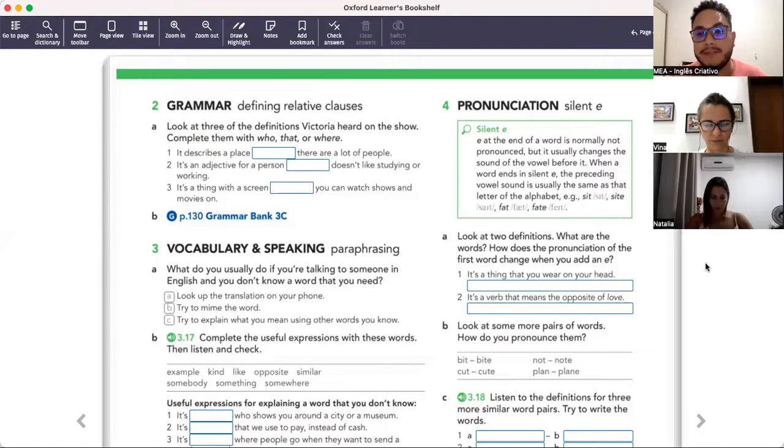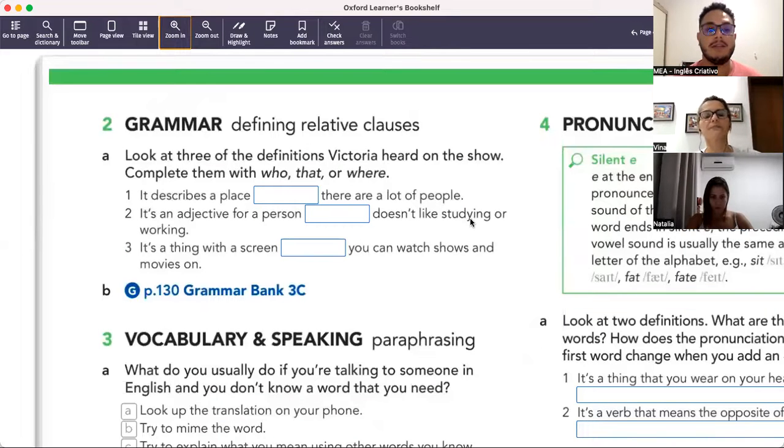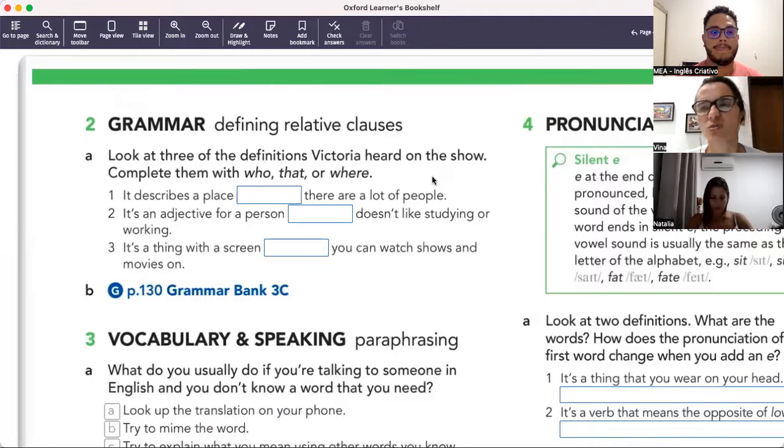Perfect. Now, read for me, please, Vina, that part. Grammar. Defining relative clauses. Look at 3 of the definitions Victoria heard on the show. Complete them with who, that, or where.